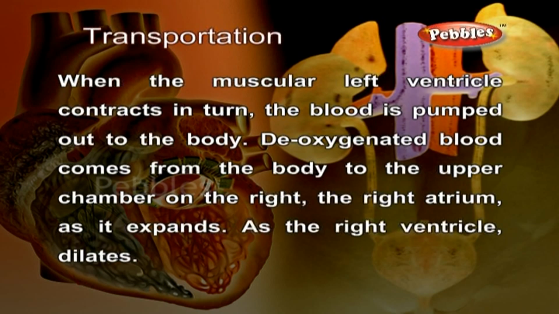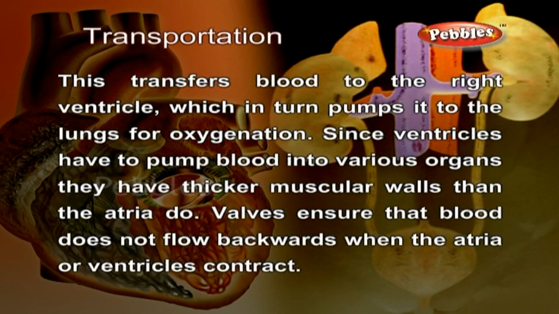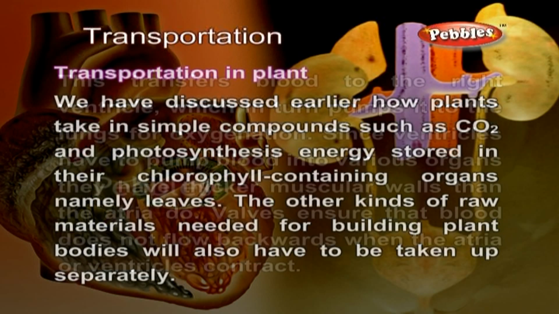When the muscular left ventricle contracts in turn, the blood is pumped out to the body. Deoxygenated blood comes from the body to the upper chamber, the right atrium, as it expands. As the right ventricle dilates, this transfers blood to the right ventricle, which in turn pumps it to the lungs for oxygenation. Since ventricles have to pump blood into various organs, they have thicker muscular walls than the atria do. Valves ensure that blood does not flow backwards when the atria or ventricles contract.